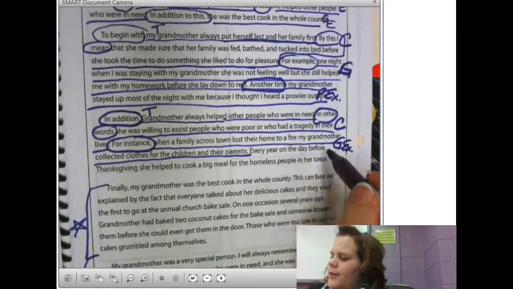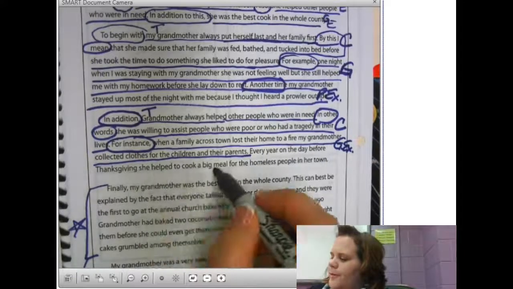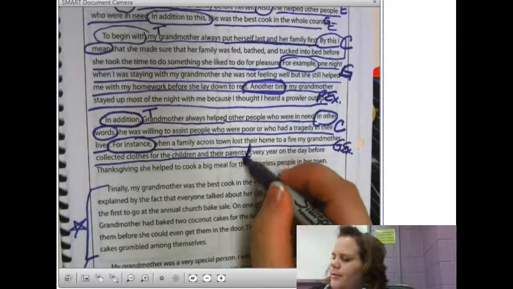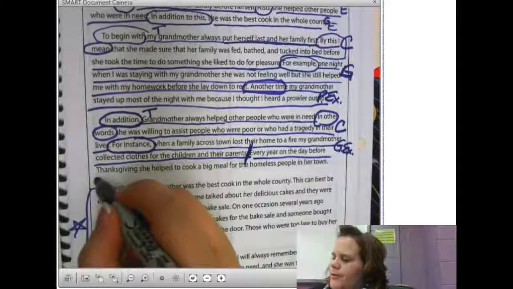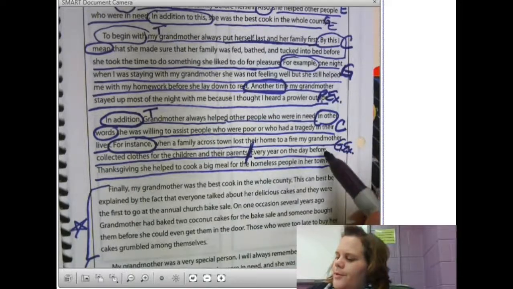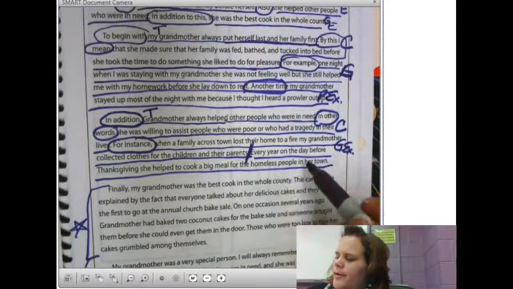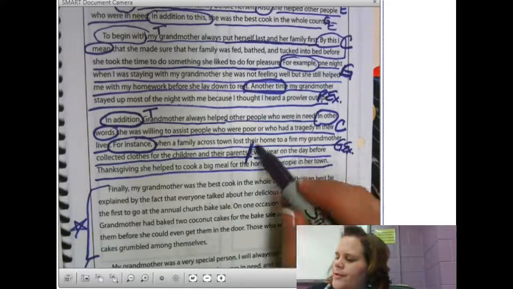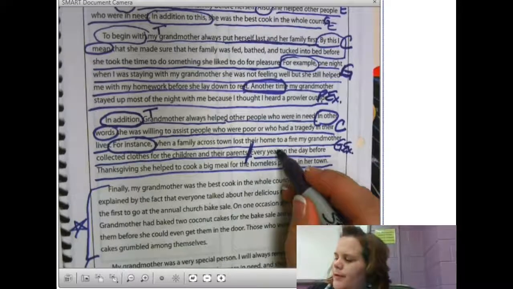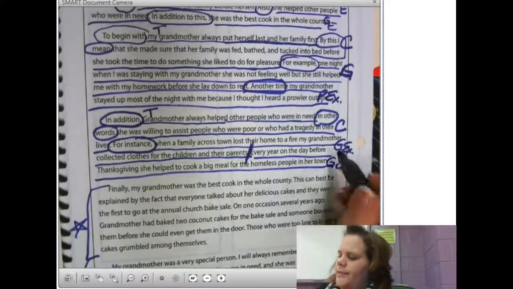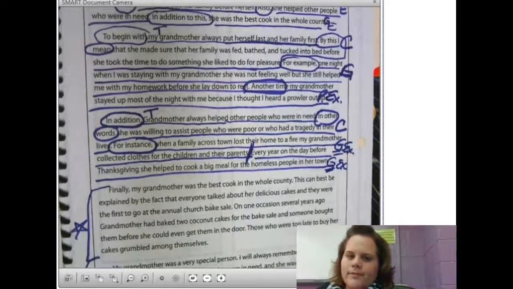Every year on the day before Thanksgiving, she helped to cook a big meal for the homeless people in her town. There's no transition right here, so every year she did that. What do you think that is? Is this an example or an experience? I think because you're just giving one more example, we'll call it a general example. G is the type.